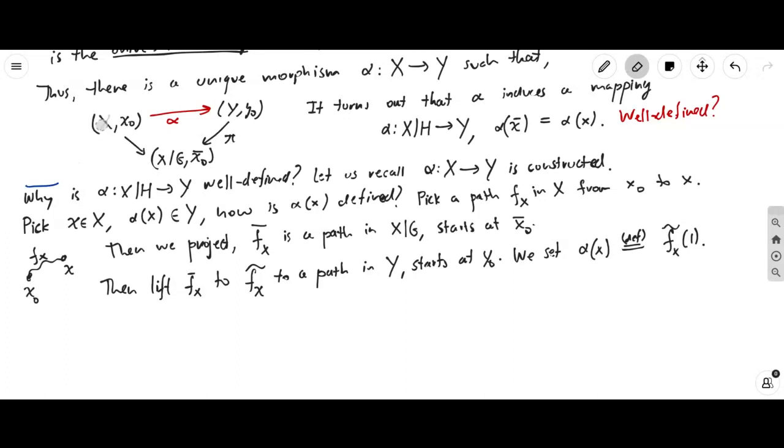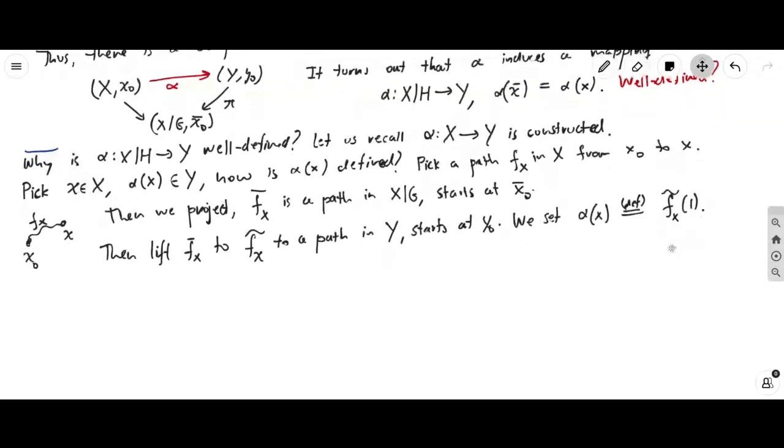And the reason why it's important that x is simply connected is that if you picked a different path over here, then because x is simply connected, there would be a homotopy between these two paths. And that homotopy will project to a homotopy in the quotient. And a homotopy in the quotient will lift to a homotopy in y. And so the final point that you end up getting in y will always be the same. So even though you are making a choice of the initial path, the path you want to move across, it does not actually affect the way the alpha map is being defined. So even though there's that choice that you make, it does not really matter in the end.